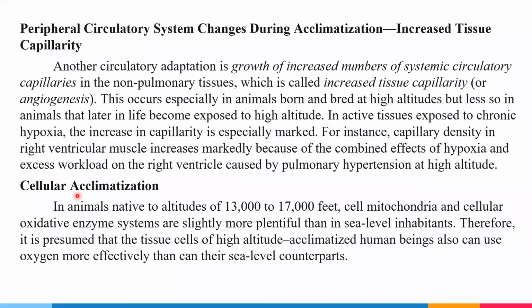Next, we look into cellular acclimatization. In animals native to altitudes of 13,000 to 17,000 feet, cell mitochondria and cellular oxidative enzyme systems are slightly more plentiful than in sea level inhabitants. Therefore, it is presumed that tissue cells of high altitude acclimatized human beings also can use oxygen more effectively than can their sea level counterparts.